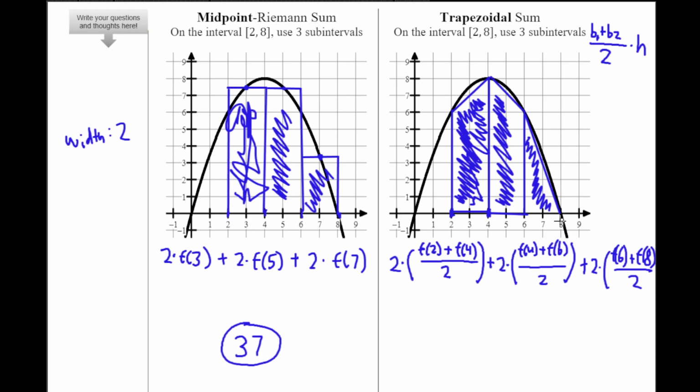If you do this all on the calculator, you could try the computations by yourself, but you should get an answer of 34. Try that on your own. If you're not getting this one or the midpoint one, please let your teacher know.